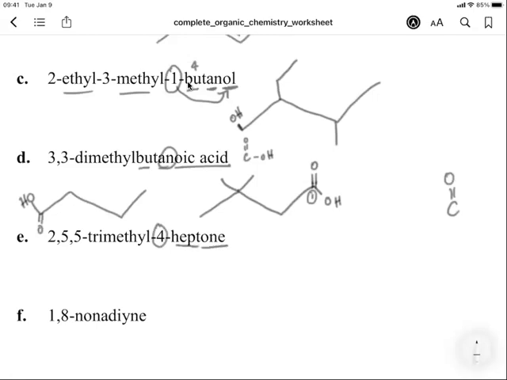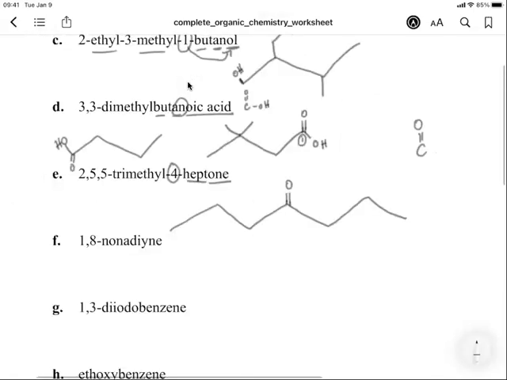So I draw first hept, which is 7. 1, 2, 3, 4, 5, 6, 7. Of course, you don't have to make them that wide. I just make them wide so it's very clear. And then on number 4, 1, 2, 3, 4 is where my double bond O is. Of course, that should attach. And then I've got 2, 5, 5. So if that's 4, this is 5, 5, and 2. 2, 5, 5 trimethyl.